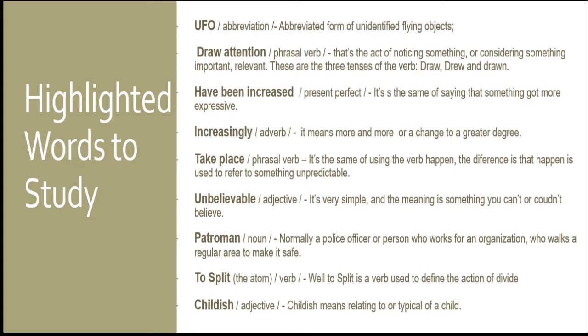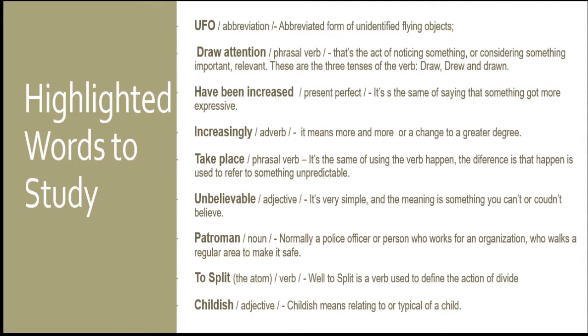Next, take place. It's a phrasal verb. Another phrasal verb. It's the same as using the verb happen. The difference here is that happen is used to refer to something unpredictable. Take place is more used to describe something you already know. For example, the story I'm going to tell you takes place in the 18th century, right? So take place, something you already know.